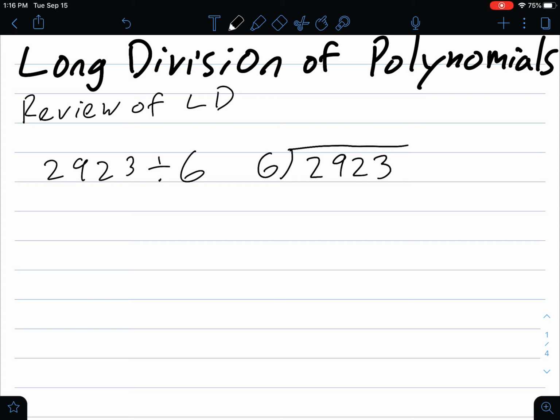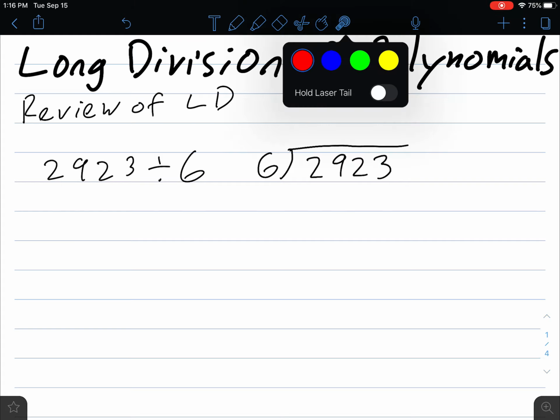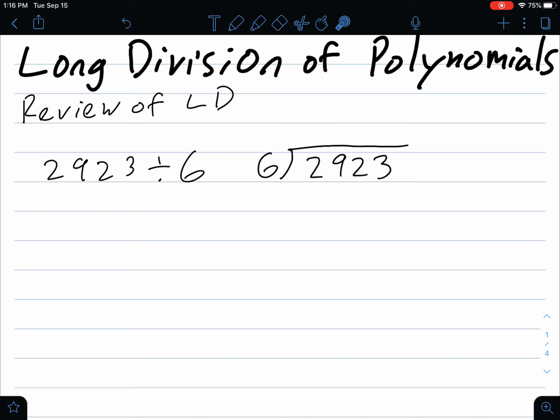Now, what we're looking at is how many times does 6 go into 2? It doesn't, because 6 is larger than 2. So now let's think again. How many times does this number 6 go into 29? We're kind of parsing out our division here. We're not looking at 2923 as a whole. We're just looking at the number 29 right now. And 29 divided by 6 goes in 4 times.